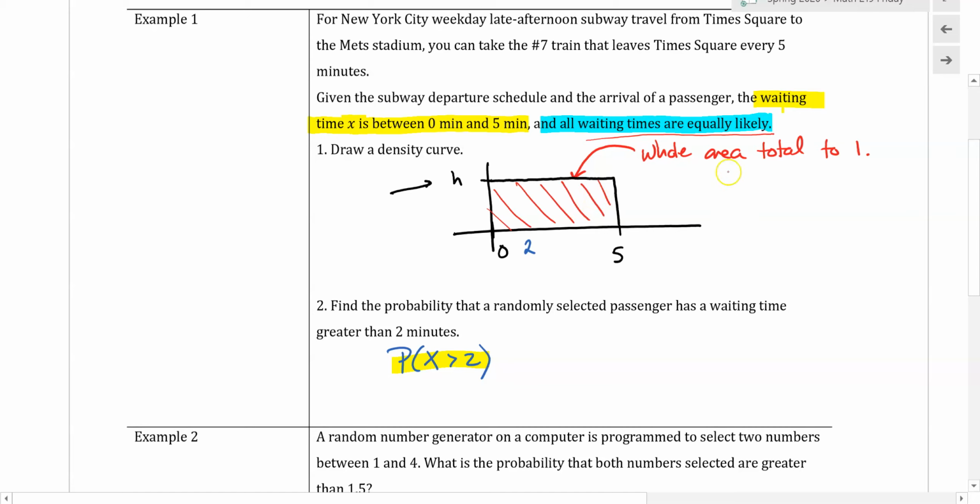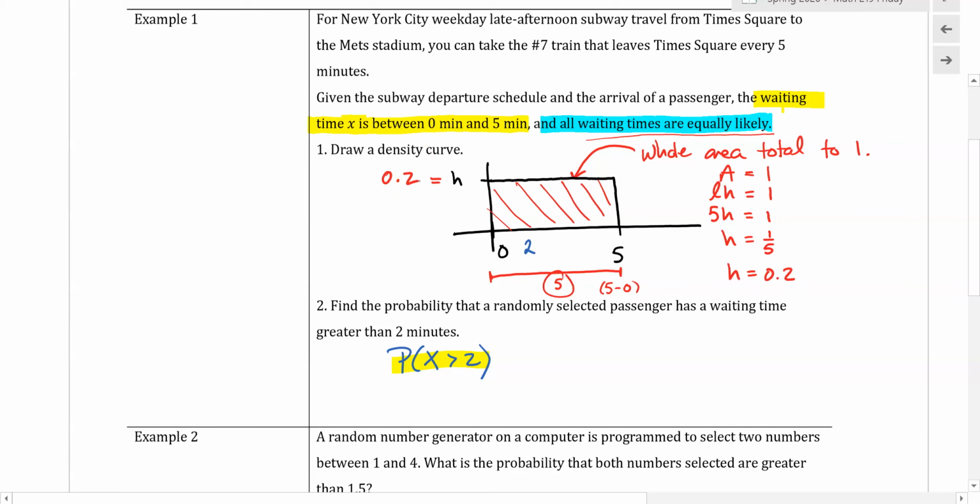So if the area equals 1, I know the area of this rectangular shape is length times height. That's got to equal 1. And I know the length, the distance from here to here, is 5, because it spans from 0 to 5. You can always take the end point minus the starting point to get your total distance. So this is really 5 times h is 1. When I divide by 5, I get that h is 1/5, or 0.2. So this has a height of 0.2.